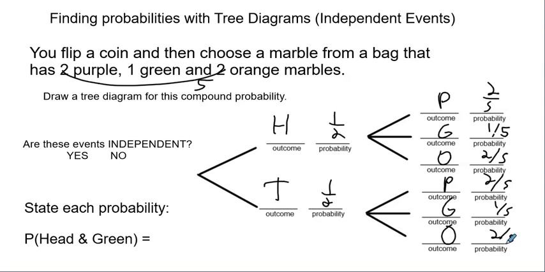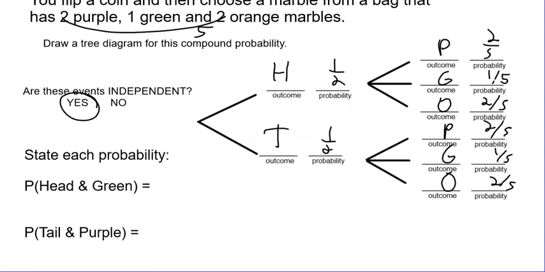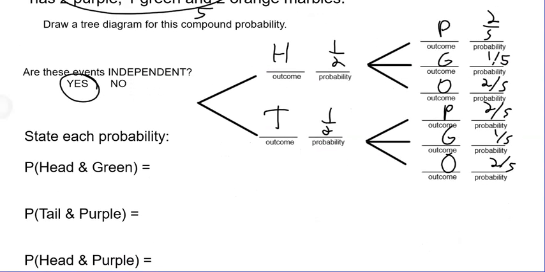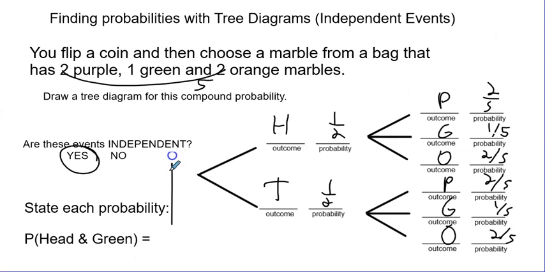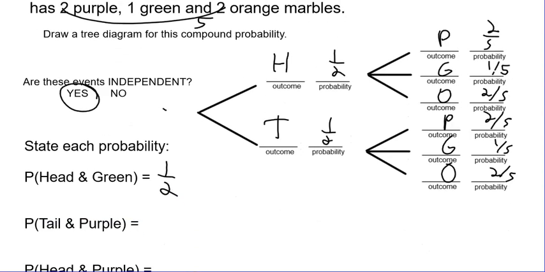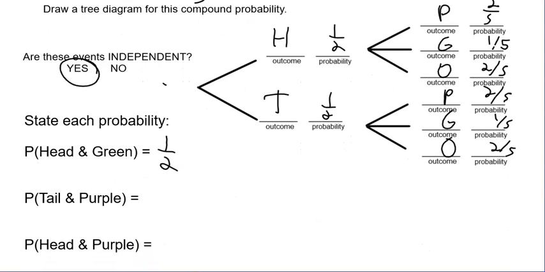Are they independent? Yes. The coin has no effect on the bag of marbles. So, let's find the probability of each. So, probability of flipping the coin getting heads is 1/2. And the probability of green would be 1/5. So you just multiply and get 1/10.